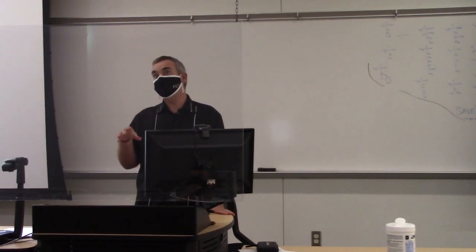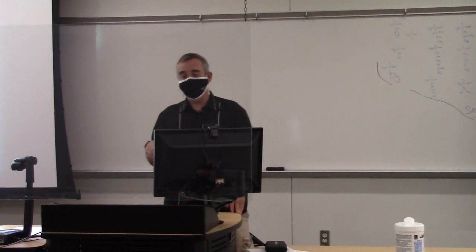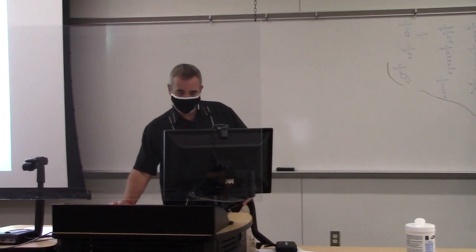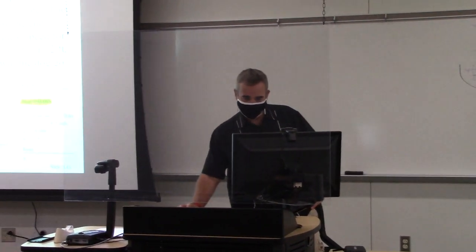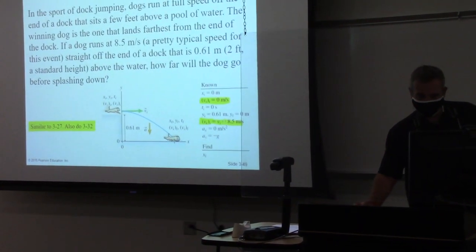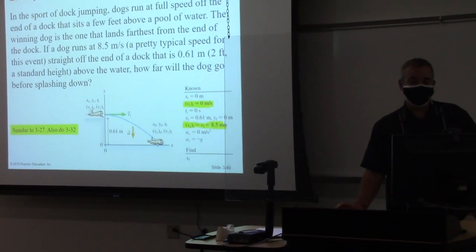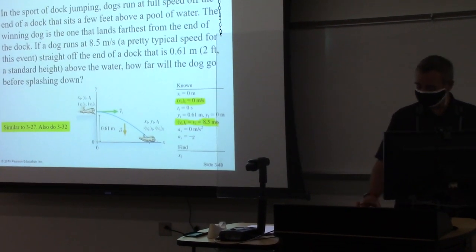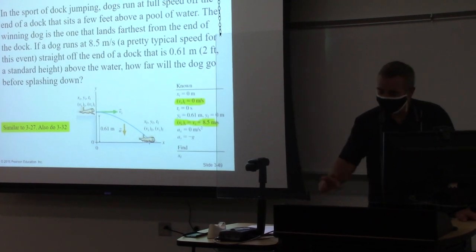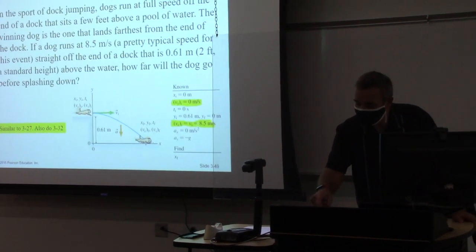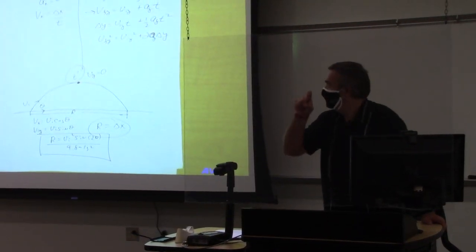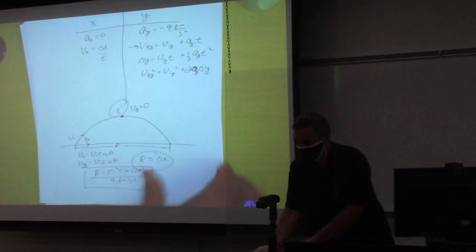So we can use the y direction to figure out the time, and then knowing the time and the x velocity, that's what this is. Oops, this is the x velocity. So if you knew the time and the x velocity, which is not changing, then you could figure out how far the dog moves over. Okay, so let me do that then.